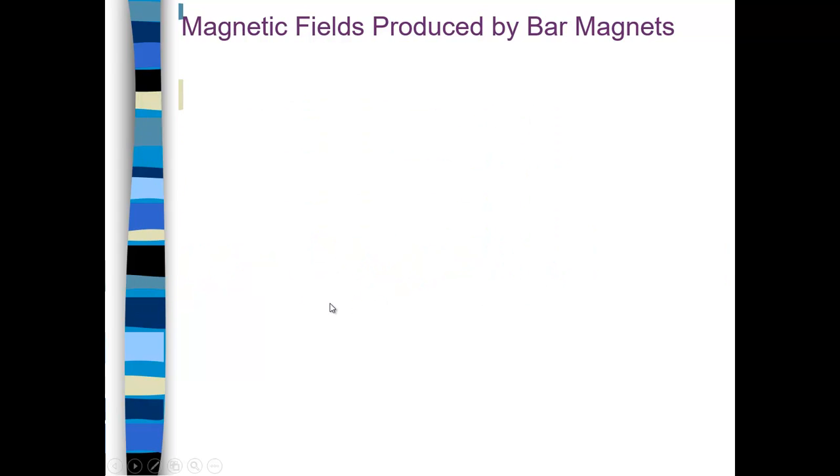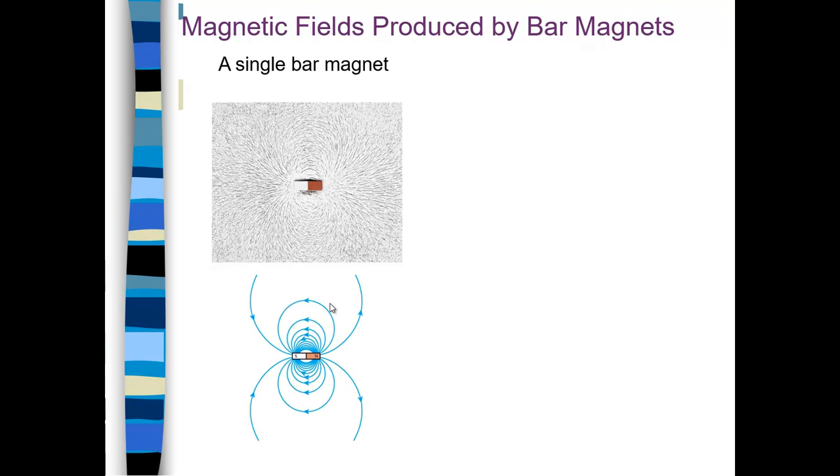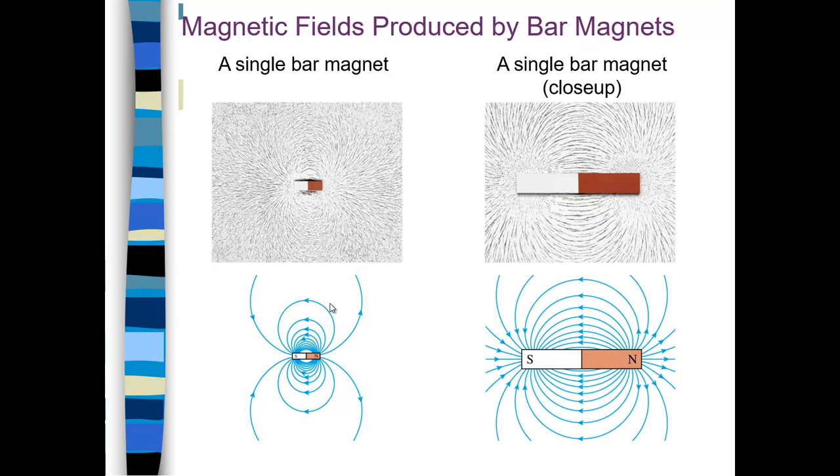So let's say you have a simple bar magnet, and like I said, I'll do this in the laboratory. Then you can create magnetic fields. There's a single bar magnet, and that will create a magnetic field. Again, the field lines are closer where the magnetic field is stronger. And if you want to know the direction of the magnetic field, then you just draw tangents to the field lines. If we take a close-up of that, you can see how the magnetic field moves from north to south.